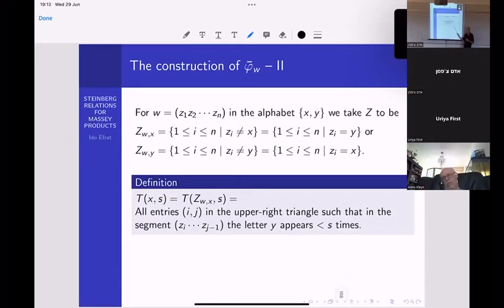With respect to the first one, W^X, we get a set of entries in the upper right triangle, T^X_s. What's that? All entries (i, j) in the upper right triangle such that when you take the segment of the word starting with z_i and ending just before z_j, the letter Y appears a small number of times, less than s times. Now, let me take i and j such that this segment contains Y at most once. So we actually considered T^X_2.